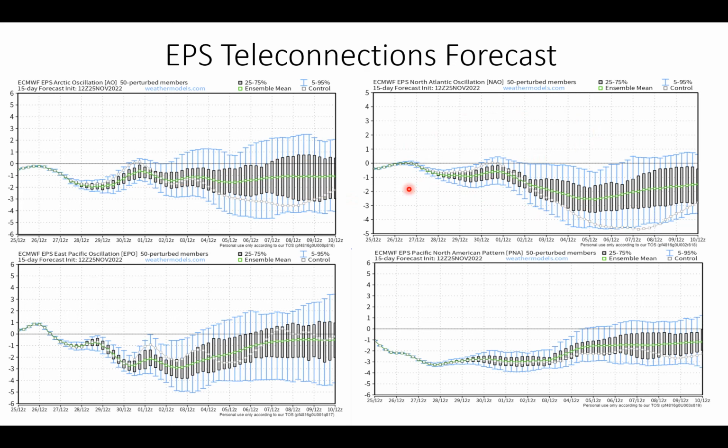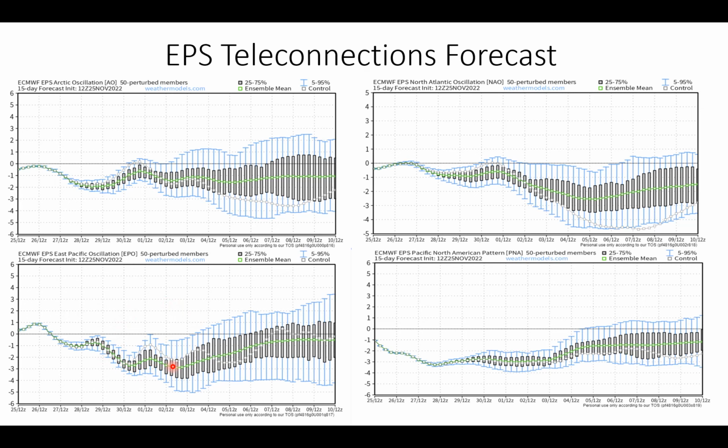Looking at the NAO here on the upper right, same thing. We're diving deep into a negative NAO pattern in early December, specifically from the 2nd on down to the 6th, 7th of December. And the European EPS for the NAO, 50 perturbed members, doesn't show much recovery. It's a negative NAO all the way through 10 December. Looking at that European EPS EPO forecast, 50 perturbed members, showing a negative trend.